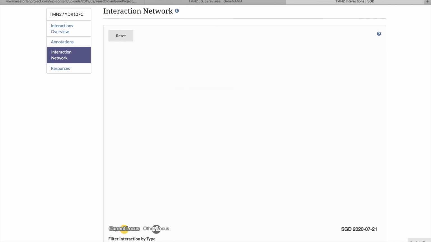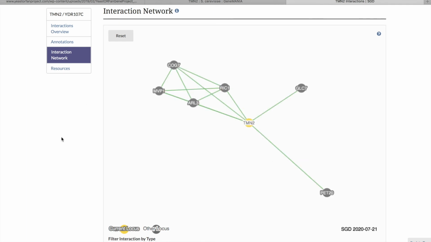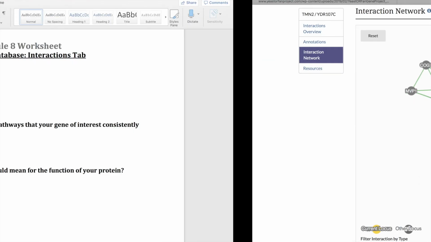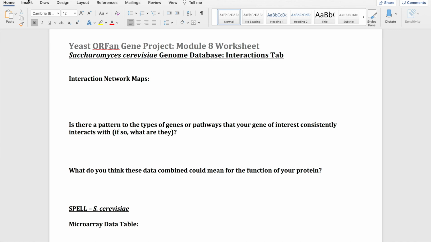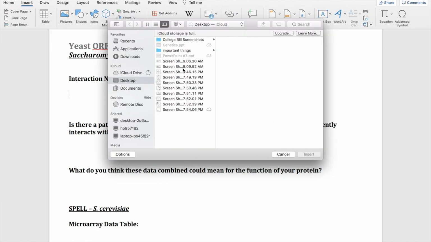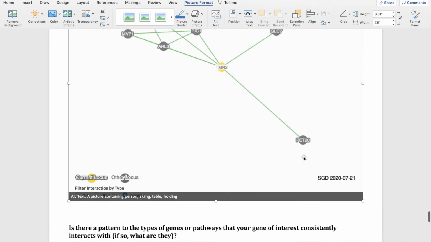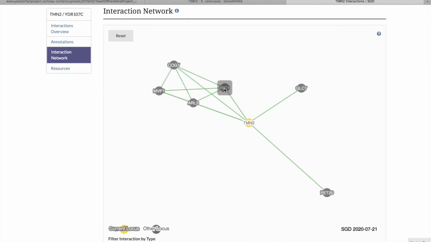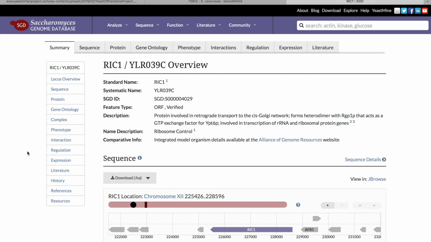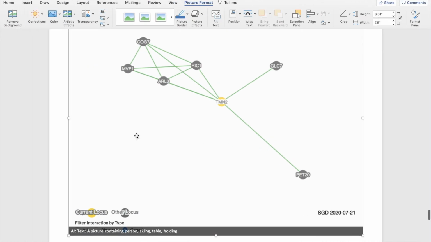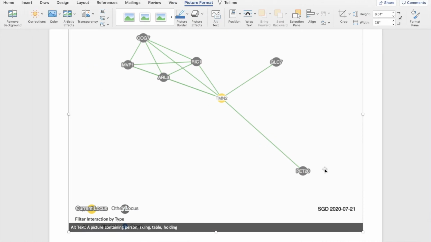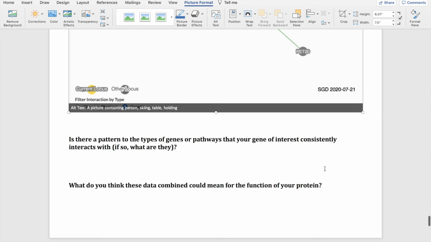I'm sorry, I got cut off, but that's what it looks like for physical for mine. And then for genetic is when we have an interaction network map for TMN2. So I'm just going to copy and paste that network graphic in there. And you can click on those genes in the network graphic and it'll take you to their corresponding SGD page.